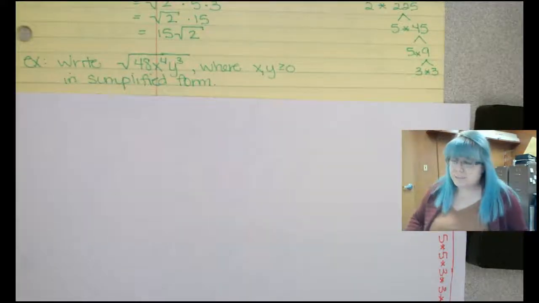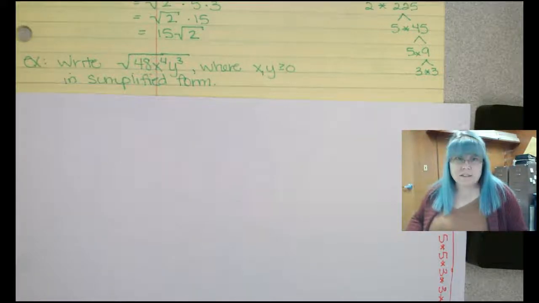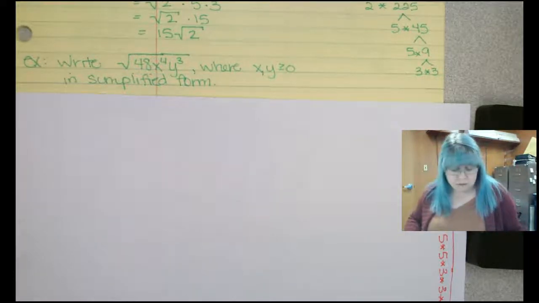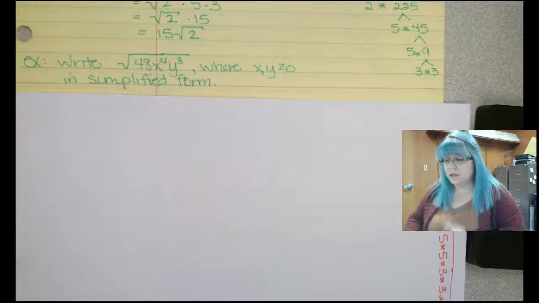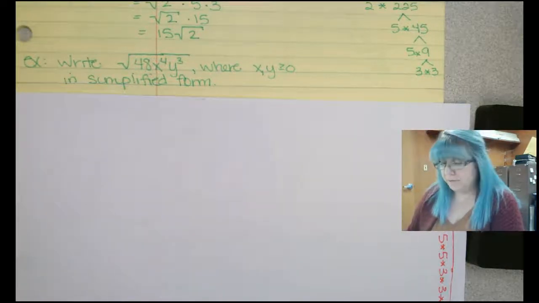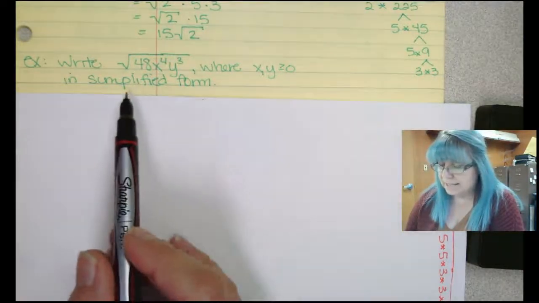The previous examples only dealt with numbers, but we will also have variables underneath the radical symbol. And in this case, we want to limit the variables, and we want to say that they are greater than or equal to 0. So they are non-negative. So let's write this in simplified form.